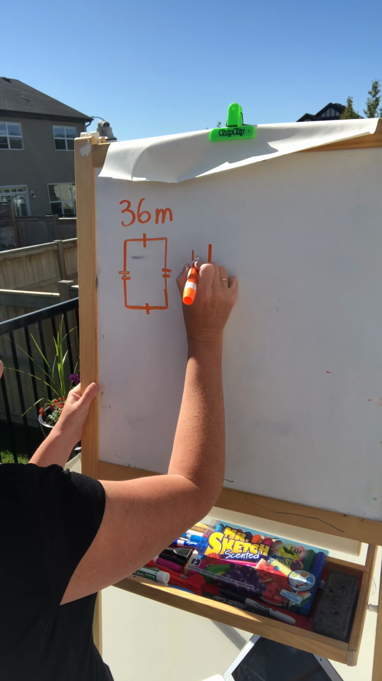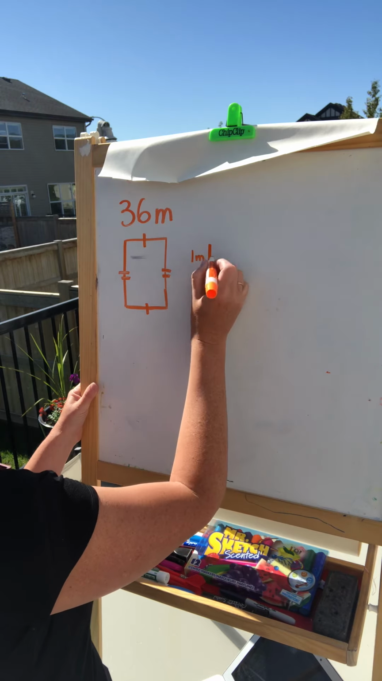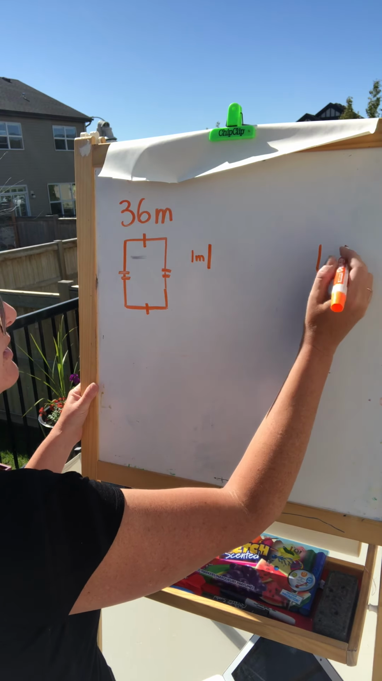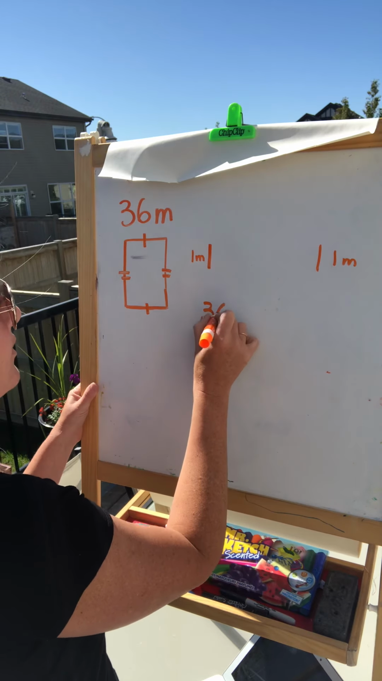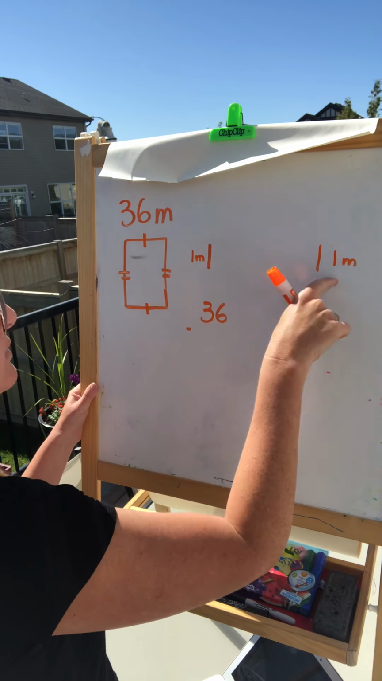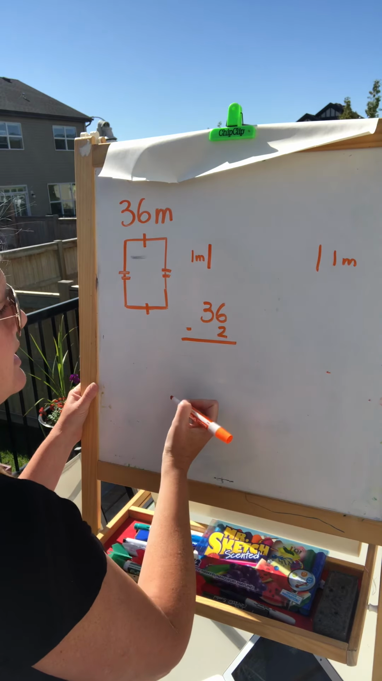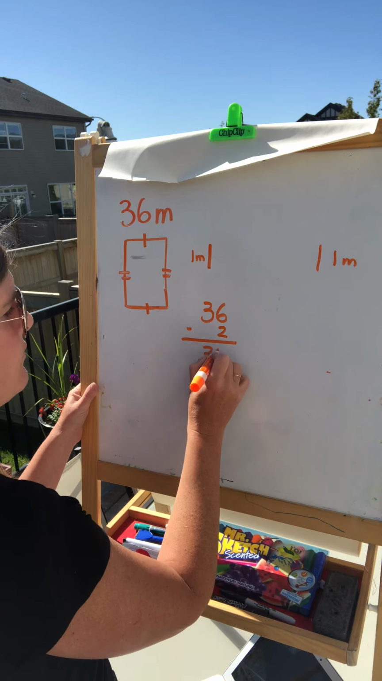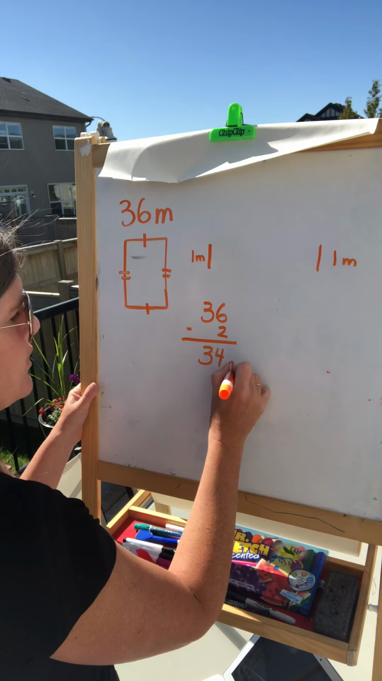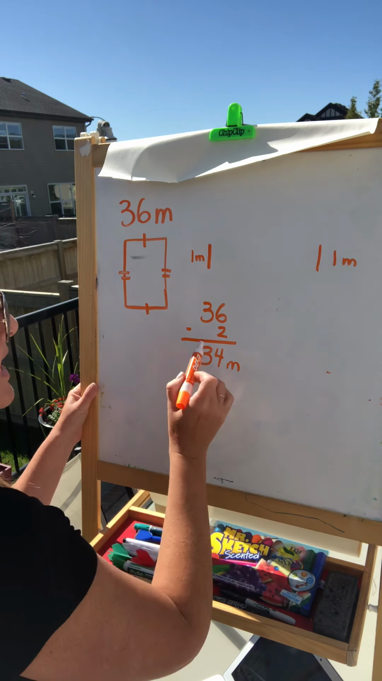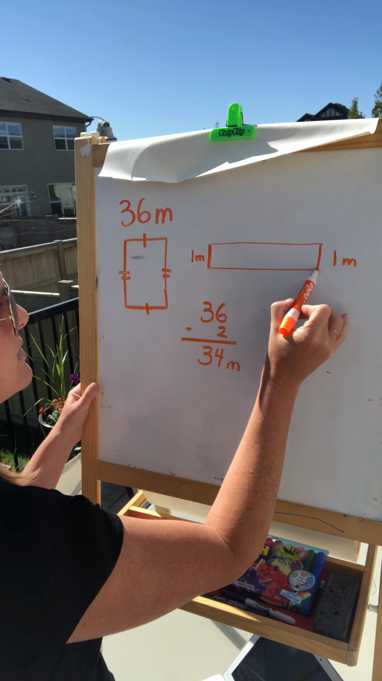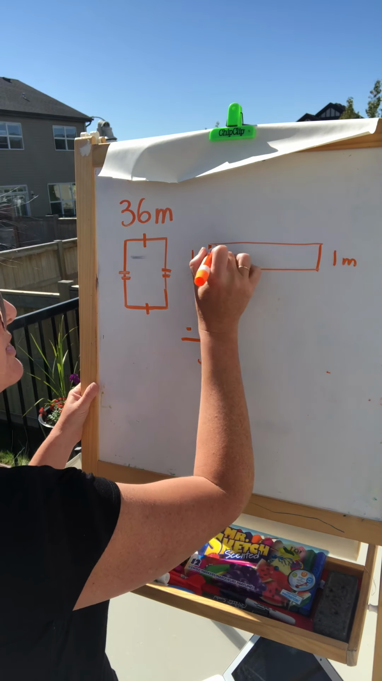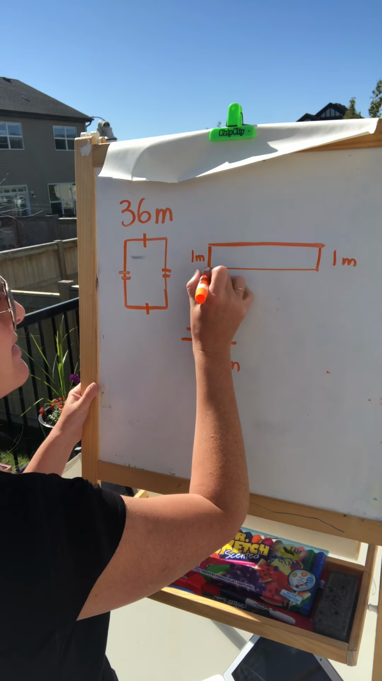You could say I'm going to have this be 1 meter on this side. Well, that means that this one will also be 1 meter. So I'm going to do a little bit of subtraction here. Well, I know that 36 take away 1 meter and 1 meter makes 2 is going to equal 34. So I'm left with 34 meters of fencing. Now I have to split 34 into 2 to assign the value to these lengths of my rectangle.